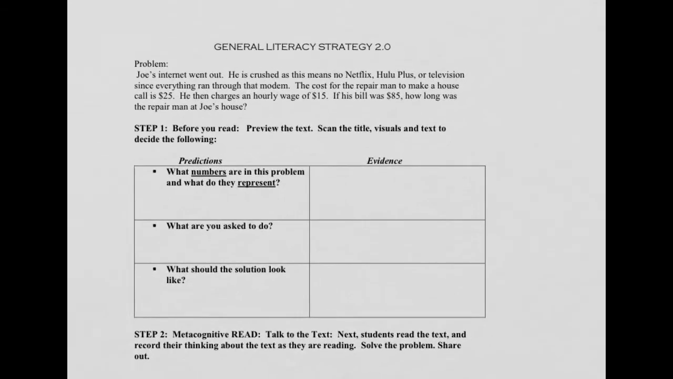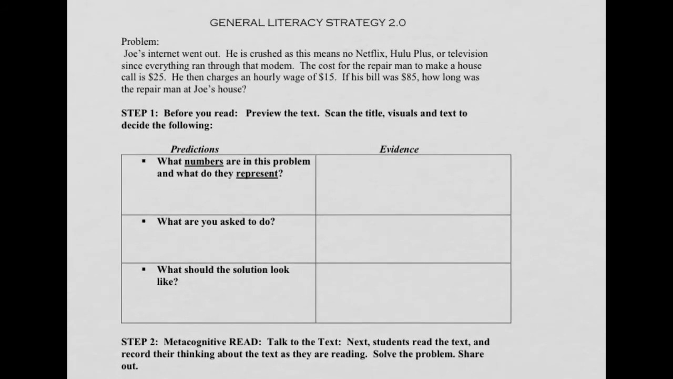Welcome to Station 2. This is the General Literacy Strategy, abbreviated GLS. In this station, we will read a story problem. We will decipher what it means and what information we need from it, decipher what it is they want us to do, and then create an equation to solve.